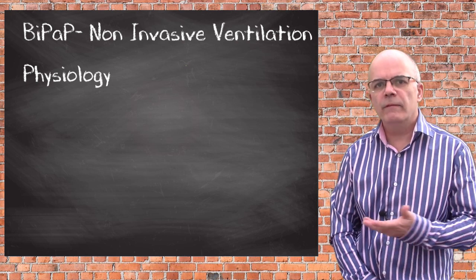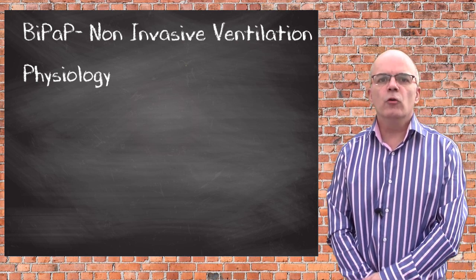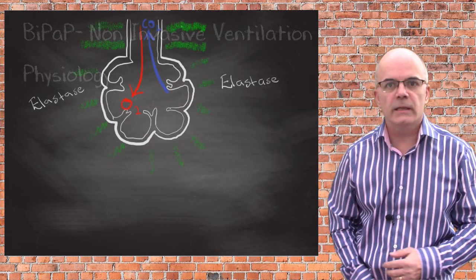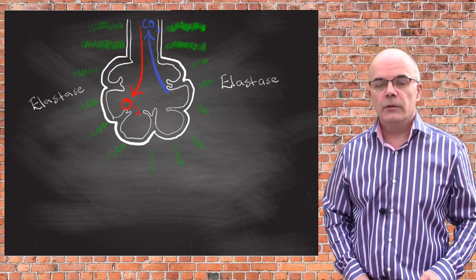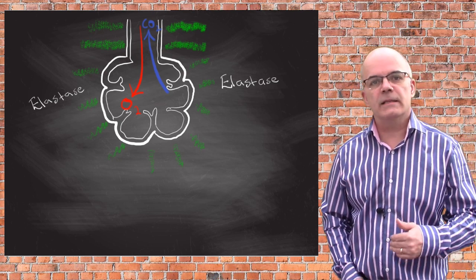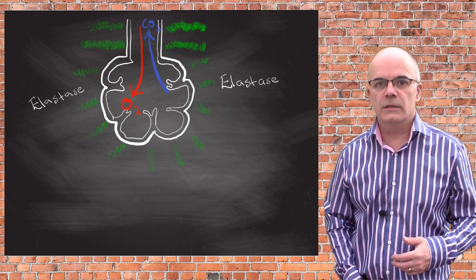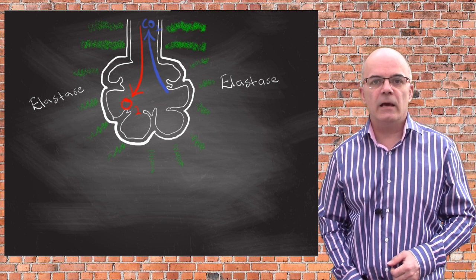BiPAP, non-invasive ventilation, physiology. In a normal alveoli, oxygen can get in and the carbon dioxide can get out. Normal ventilation perfusion can occur. The normal alveoli also have elastic fibres surrounding them, which are important for the recoiling of the lung tissue during expiration, which pushes the carbon dioxide out.